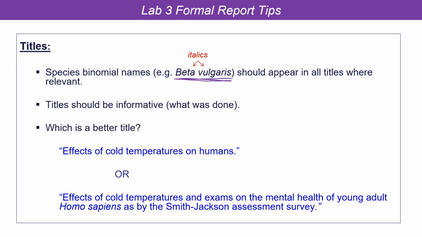So here's a couple of examples of some titles, maybe on a different experiment, not the one that we did, but hopefully you get the idea here. It says here, which is better? Effects of cold temperatures on humans. Okay, not too bad. Tells me something about what's going on. But take a look at the second one. It's giving me some information. It's telling me what the variables are, effects of cold temperatures, but effects on what? Effects on mental health. So it's giving me the relationship between the variables.